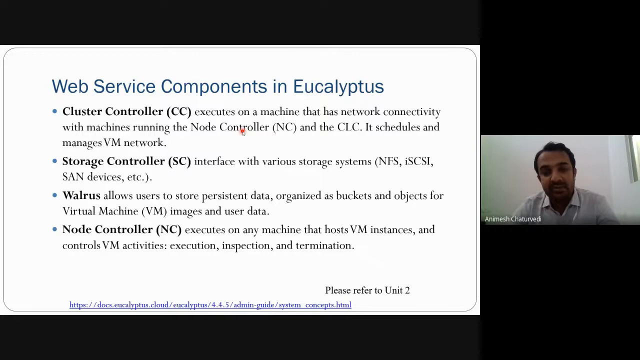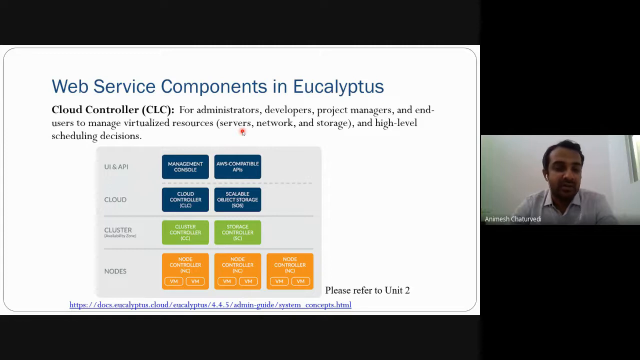So it basically executes on any machine that hosts some VM instance, and this controls virtual machine activity like execution, inspection, and termination of a particular virtual machine. So that's the whole point: this is how the node controller installs multiple virtual machines on a single machine. The node controller is installed in every node, meaning every machine.